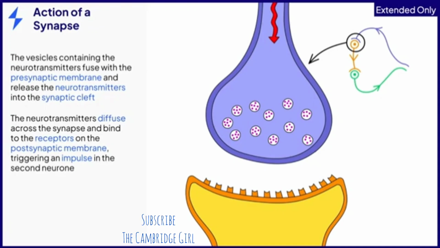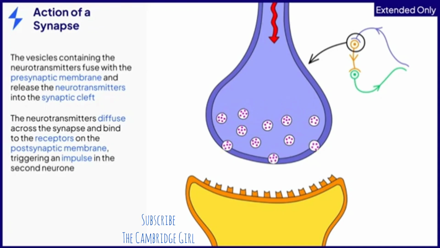When it reaches the end, it triggers the vesicles containing the neurotransmitters to fuse with the presynaptic membrane, releasing the neurotransmitters into the synaptic cleft. The neurotransmitters move through the process of diffusion across the gap. When they reach the other side, they bind with the receptors on the postsynaptic membrane. This binding triggers the electrical impulse to occur and gets sent along the second neuron. After this, the neurotransmitters break away from the receptors and either break down or are recycled to be used again.